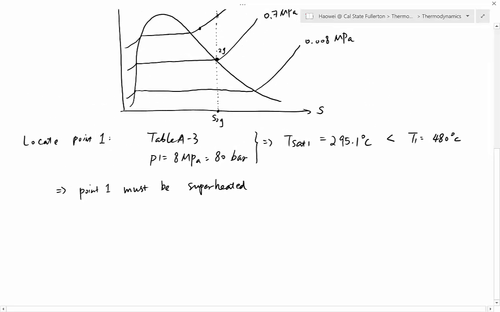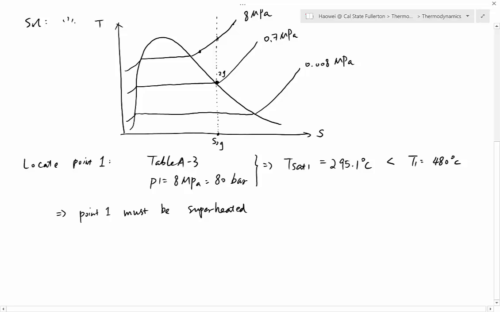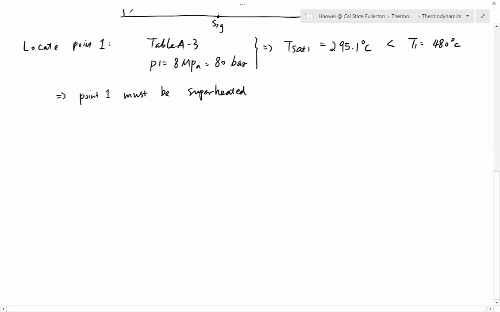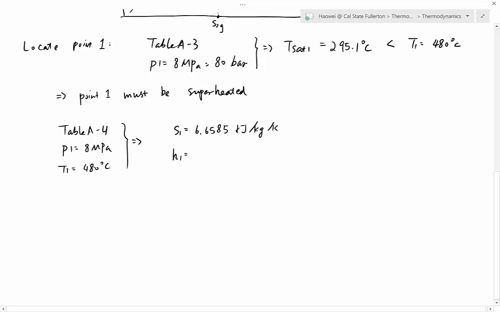How do we look for S1? We know number 1 is superheated, so we must go to table A4. And the two inputs we have are pressure and temperature. And from the table, we can easily find S1. In the table, I also write down H1, even though I'm not looking for H1 at this moment.